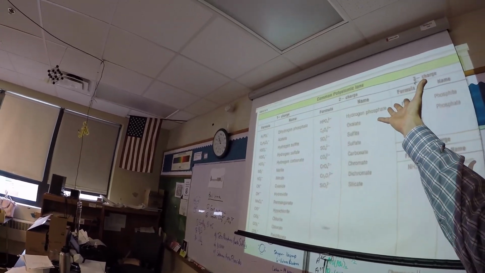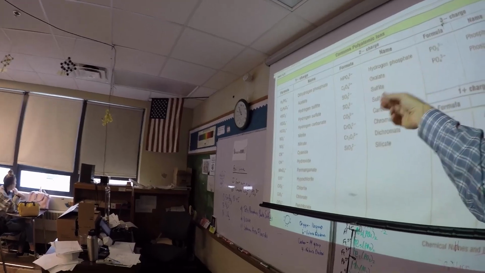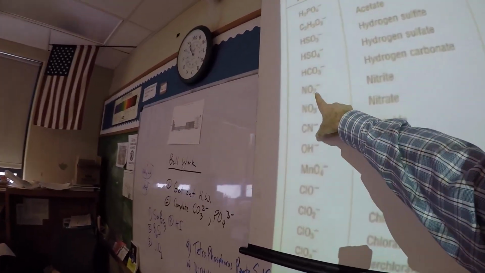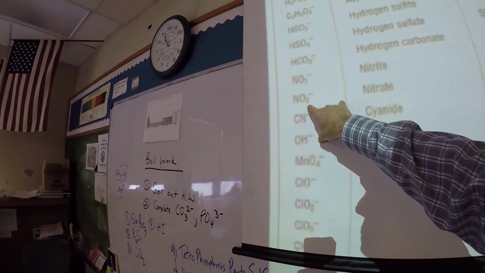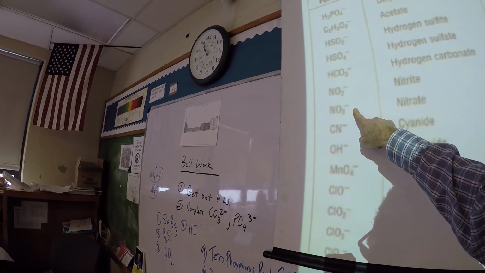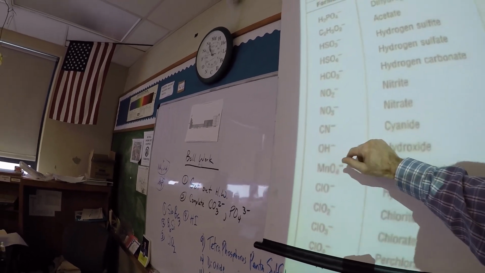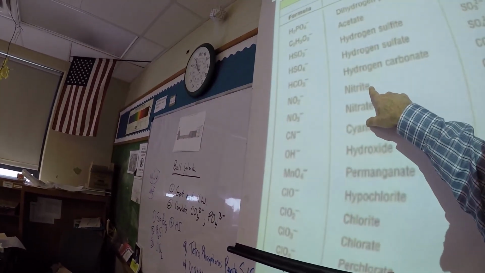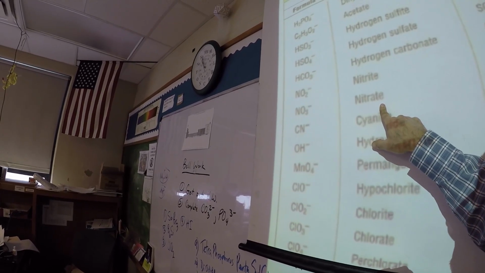This is an example of a common polyatomic data table. If you notice right here, there's a pattern, and that's the oxygen. This has 2 oxygen. This has 3 oxygen. Guess what? They both have the same charge. Why? Because that's the pattern that we've noticed. This one has 2, this one has 3, so this is nitrite, this is nitrate.